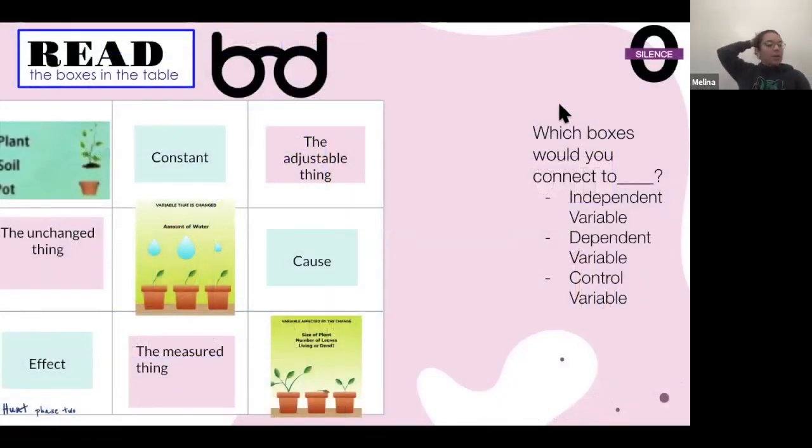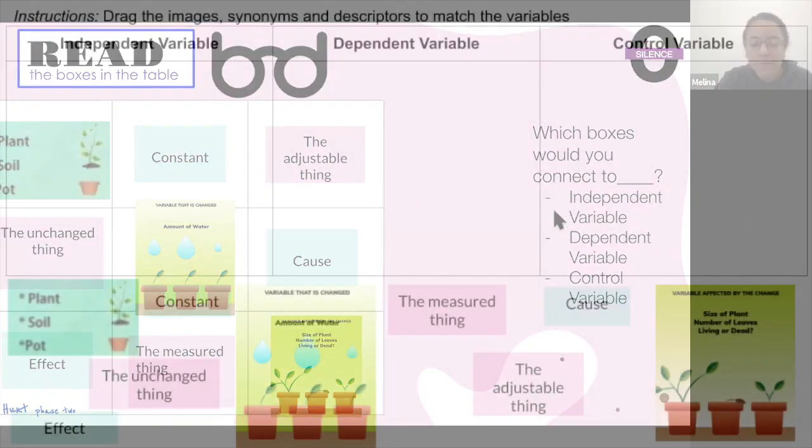So today we're going to go over our words. We have the independent variable, dependent variable, and control variable. So what I want you to do is to go to Google Classroom and open up the slides that I shared with you this morning.